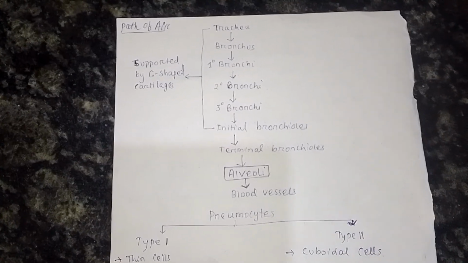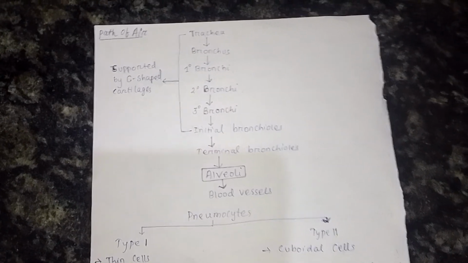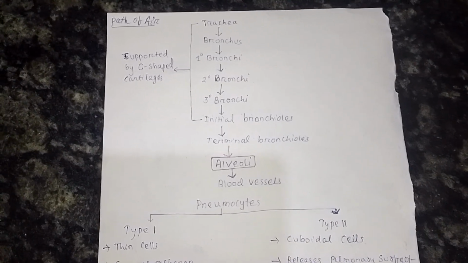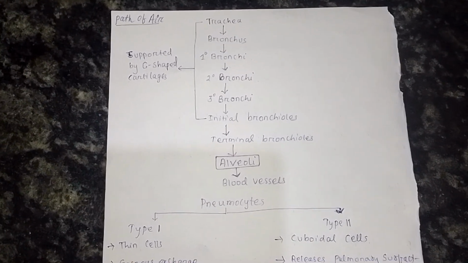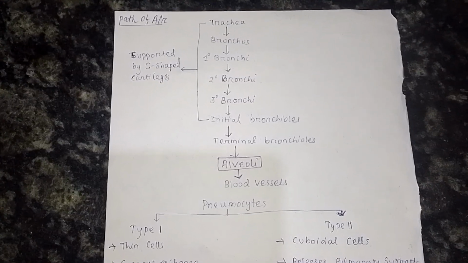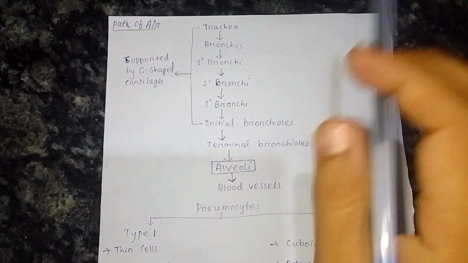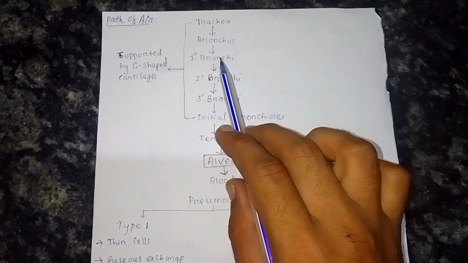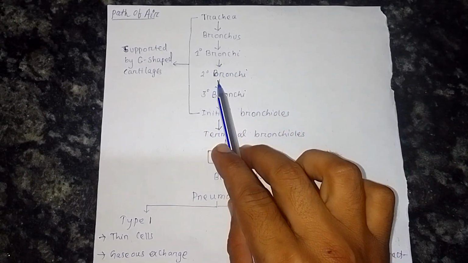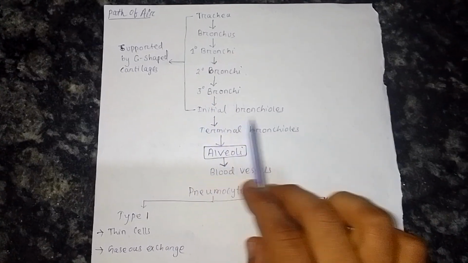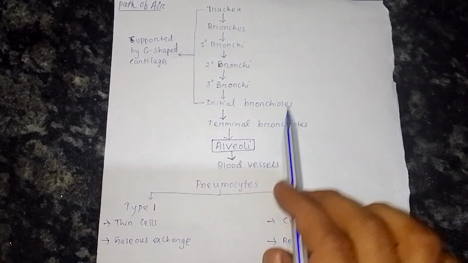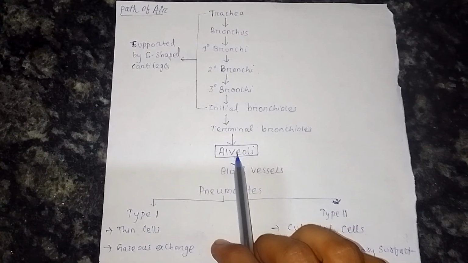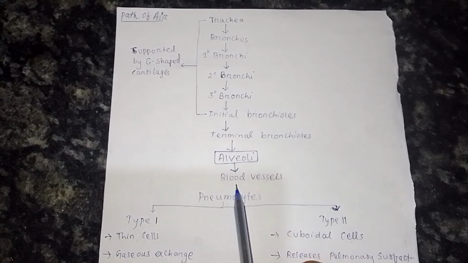Now we will see about the path of air. We take air from our mouth and also nose. The openings of the nose are known as nostrils. The air passes from the nostrils, then moves to the pharynx and then to the larynx. After the larynx, it moves to the trachea, then to the bronchus, and then primary bronchi, secondary bronchi, tertiary bronchi, initial bronchioles and terminal bronchioles. In the end, it reaches the alveoli, from where the gases are diffused into the blood vessels.